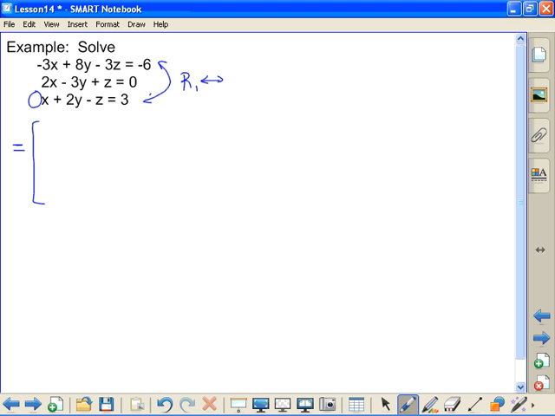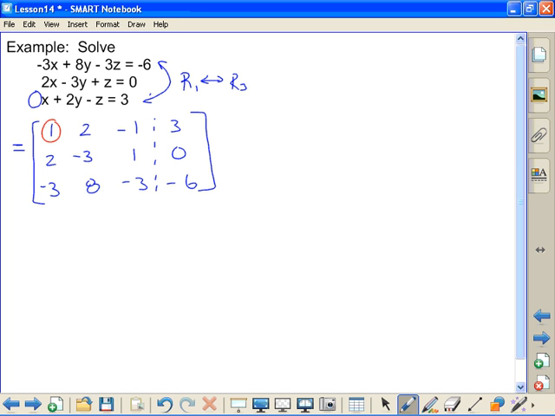I'm going to switch R1 with our R3. So that means that the third row is going to actually be my first row. So I'll have a 1, a 2, negative 1, and a 3. Then I will have my 2, negative 3, 1, and 0. And finally, negative 3, 8, negative 3, negative 6. All right, so I switched rows because I want to have a 1 here.